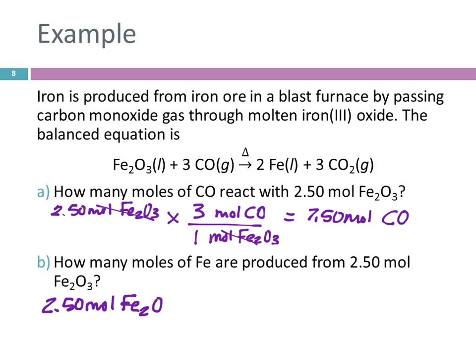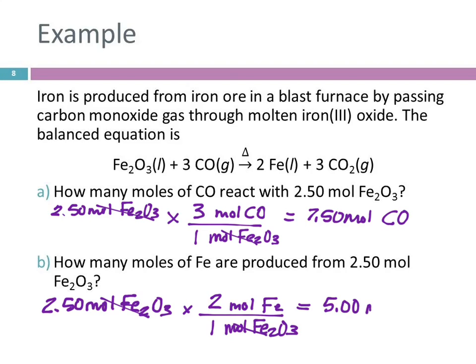So we're starting with the same number of moles of Fe2O3. But this time we want to know moles of iron. So we'll multiply by moles of Fe. We'll divide by moles of Fe2O3. We want these to cancel out. It's all about the units. Then we look in the equation, and there's a 2 in front of iron, so I'll put a 2 in front of iron. There is an implied 1 in front of Fe2O3, so I'm going to write 1 here. And I do the math, and I get 5.00 moles of iron.